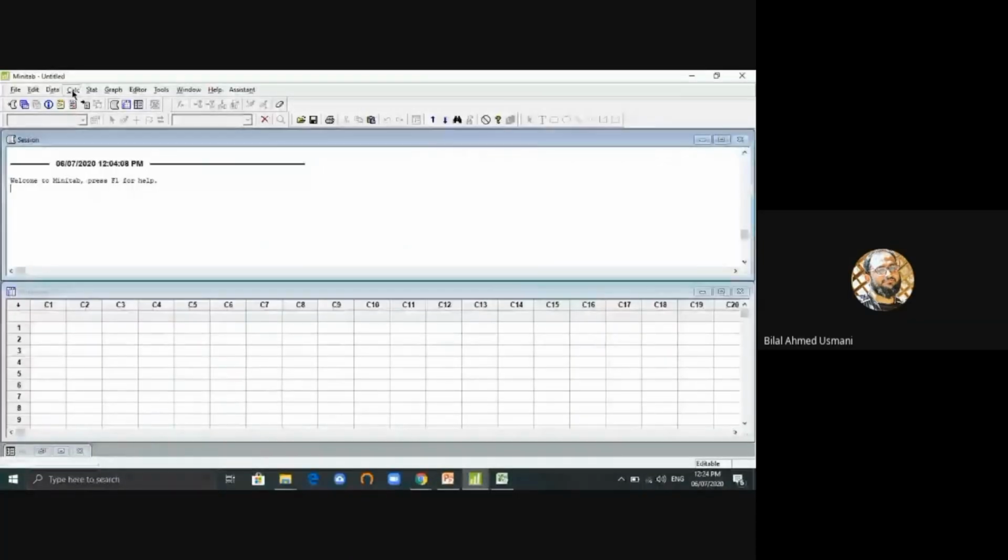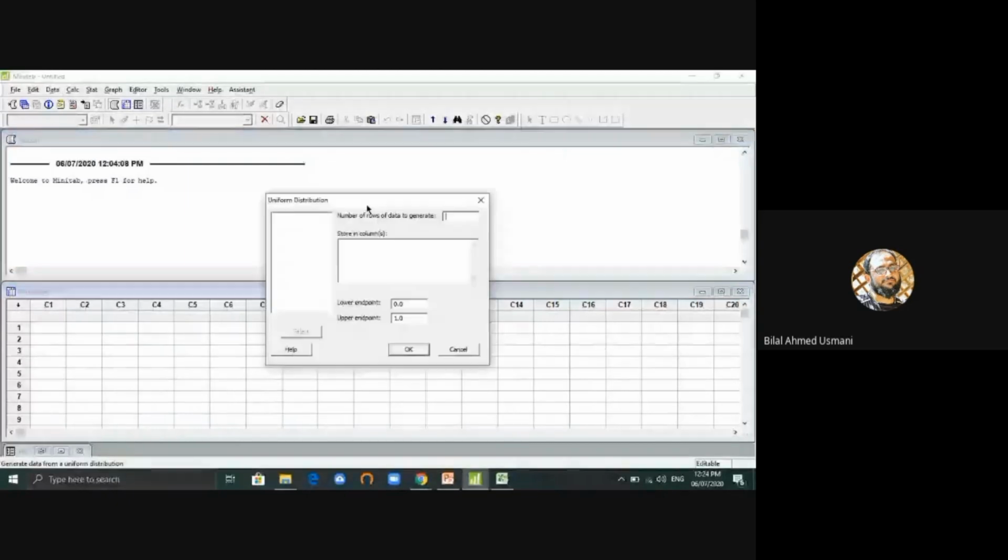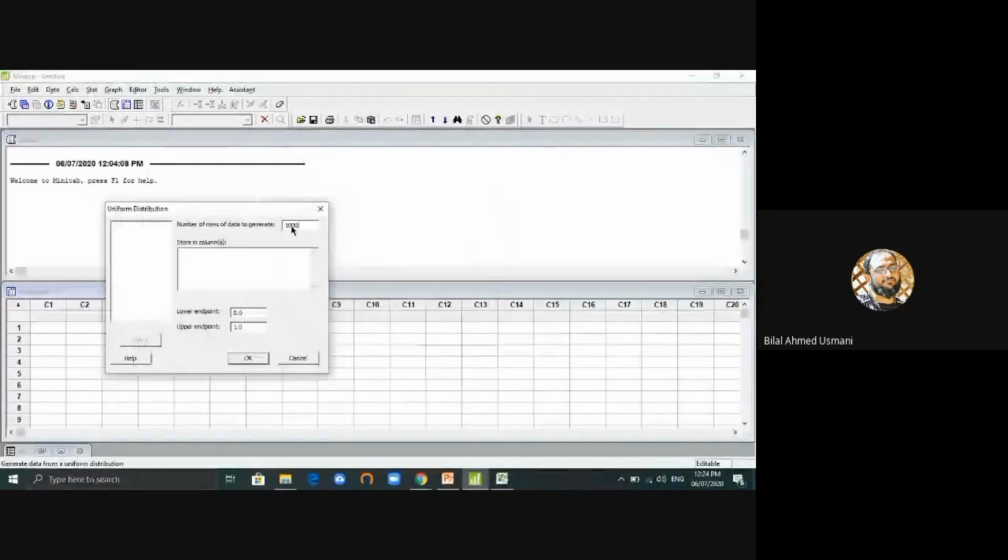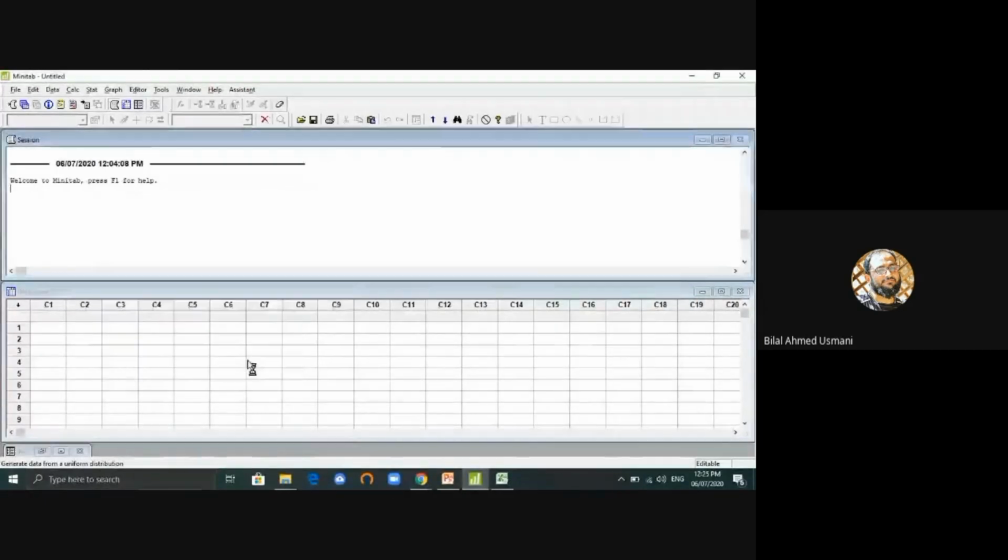So you want to sample, say, 10,000 points between 31 and 35, and I want to store it in C1. So I will get some points which are random variables between 31 and 35.